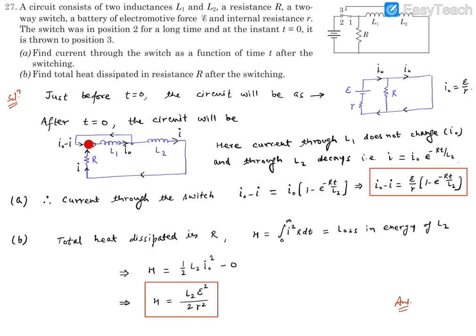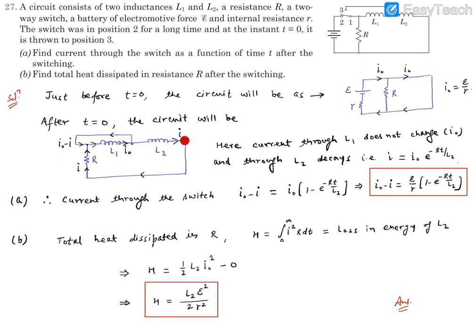That can be found by using the junction law. The incoming current is I0, and I is going out, so the remaining current running over here must be I0 minus I. Since this conductor is perfect, it will carry any amount of current that is needed. So here you will find I0 minus I current going through the switch. The question asks what the current flowing through the switch is, so this is the current we require.